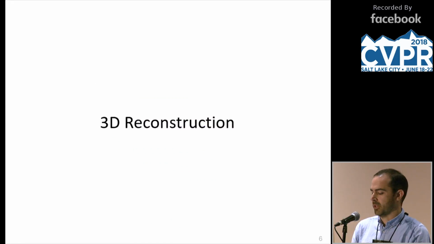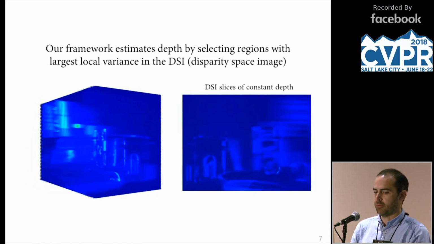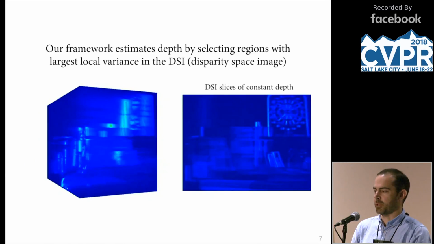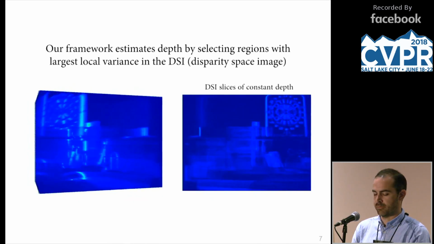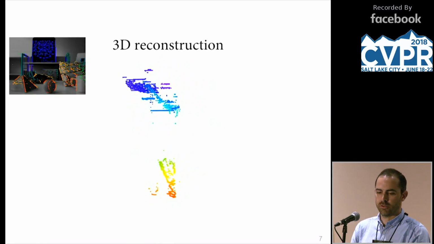Let us show some applications of our framework, such as 3D reconstruction. On the right, you will see the input events of a desk sequence. Our framework estimates depth by selecting the regions with maximum local variance in this disparity space image, which is built from the events. Here we show a point cloud of the reconstructed scene, colored according to depth.